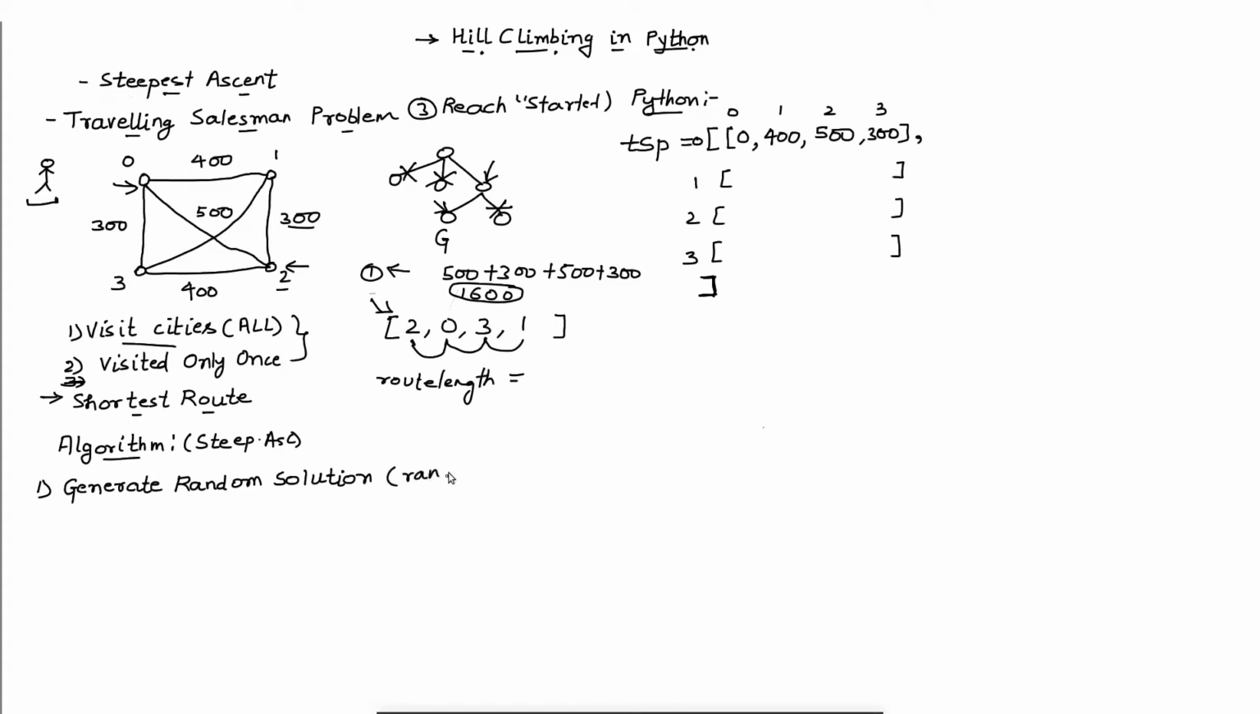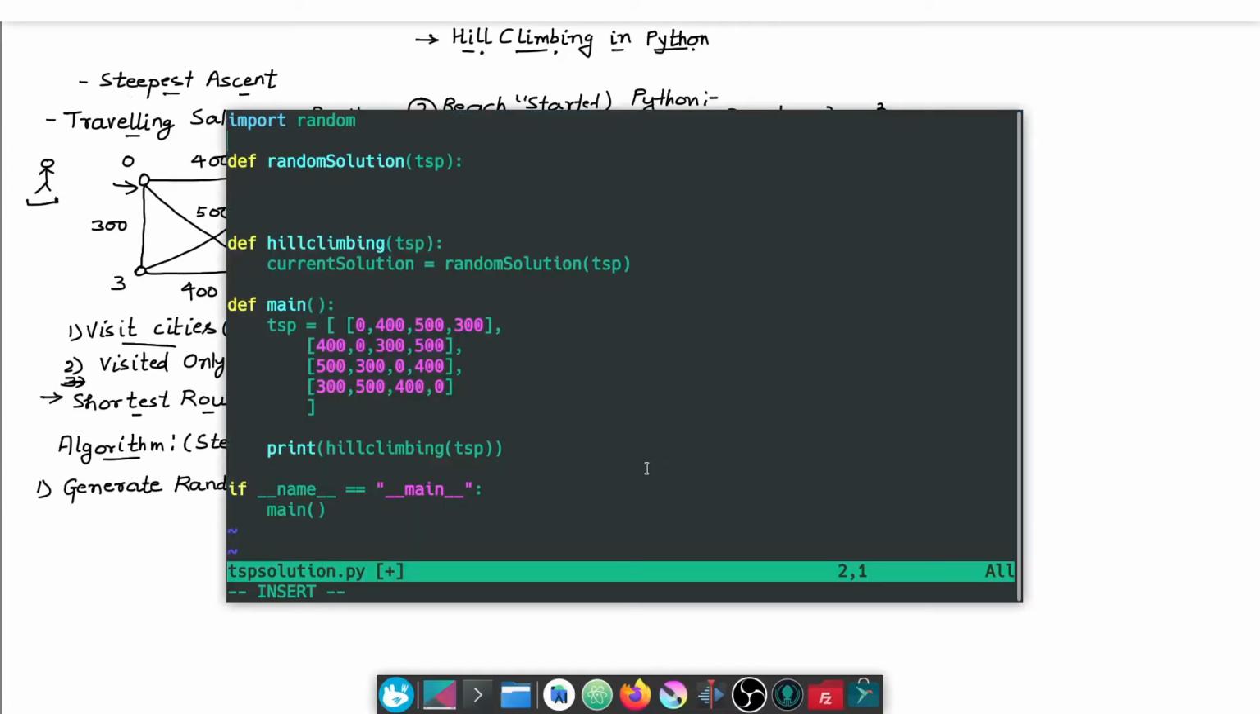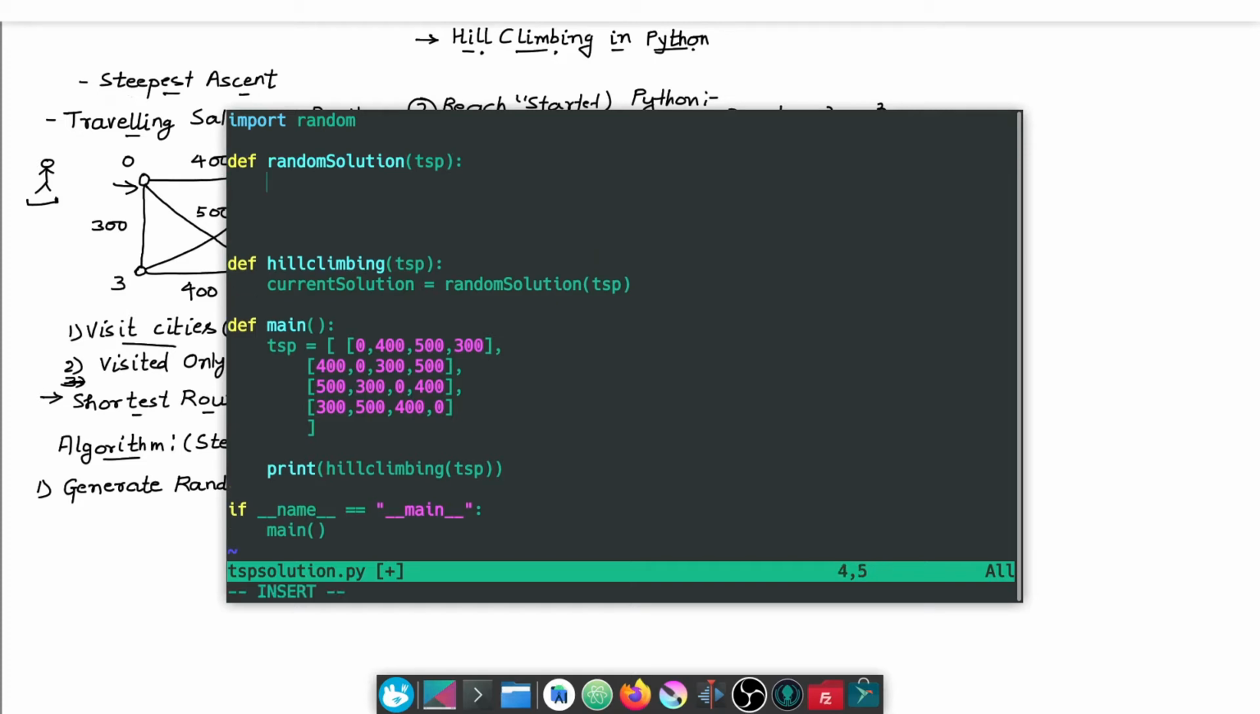So in our Python code it will be the random solution function, and we are going to use the random library to generate a random number. Let's see how we can do this in Python. So this is the program, and here you can see we were at this line. Now here what we want to do is write the code for the random solution.